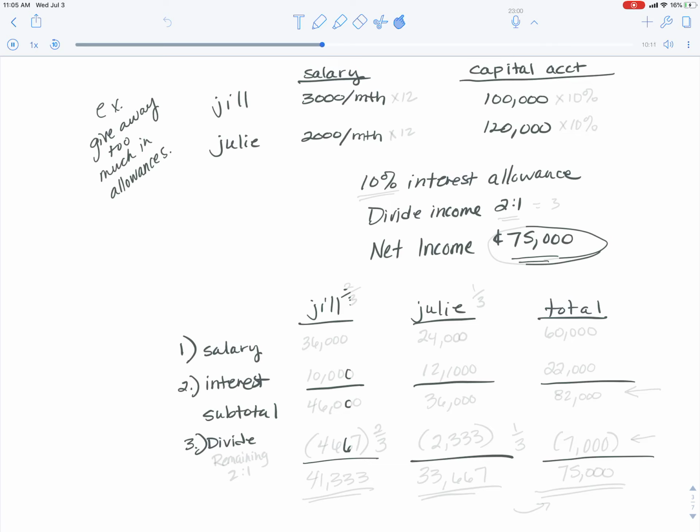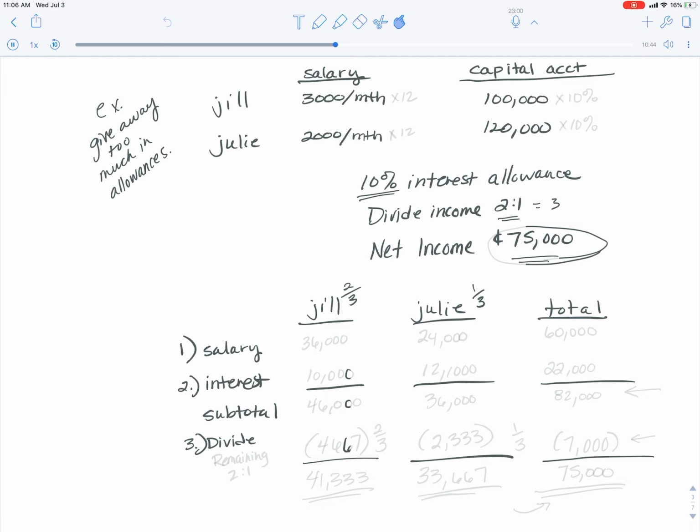Okay, so we have Julie and Jill, and they have salary allowances. They have an interest allowance of 10% on their beginning capital account balances, and they divide income 2 to 1. So whenever you see 2 to 1, I want you to think the first one listed is going to be the 2, and the second one listed is going to be the 1. So if this is 3 parts, then Jill will be 2/3 and Julie will be 1/3. And they have net income of $75,000.